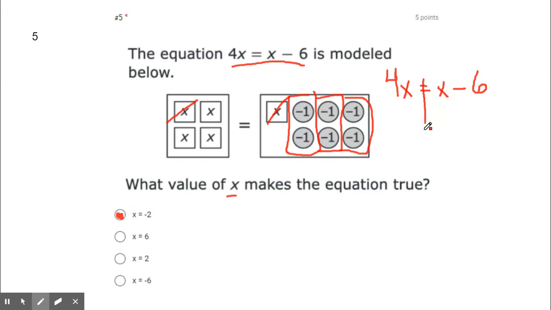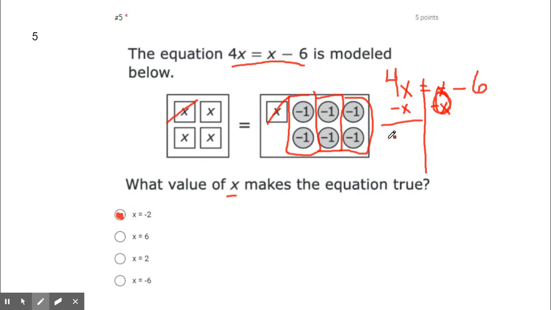I draw my line under my equal sign. I need to move all of my x's to one side or get rid of them, so I'm going to say minus x here to get rid of that one, minus x to get rid of this one, because whatever I do to one side, I need to do the other.